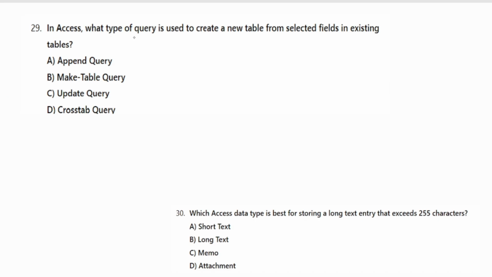Now move to the next question. In Access, what type of query is used to create a new table from selected fields in an existing table? The correct option here is make table query, because a make table query creates a new table from fields in an existing table, while an append query adds data to an existing table rather than creating a new one.